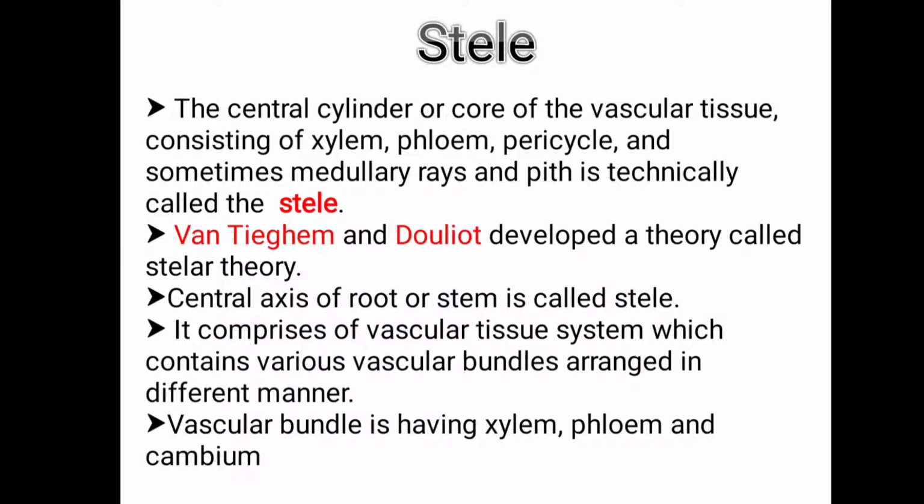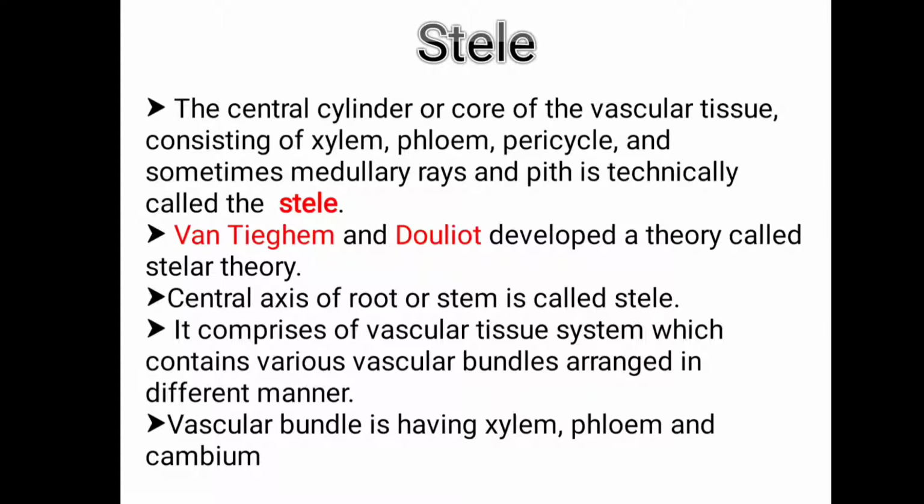First of all, we discuss the general introduction. What is the stele? The central cylinder or core of the vascular tissue, consisting of xylem, phloem, pericycle, and sometimes the medullary rays and the pith, is technically called the stele. It means all these portions included together make this structure, known as the stele.